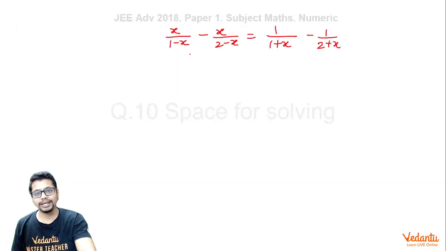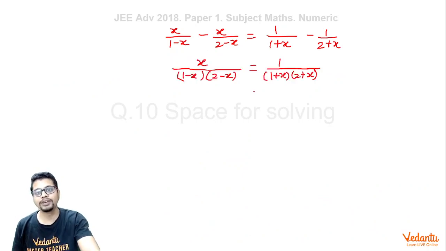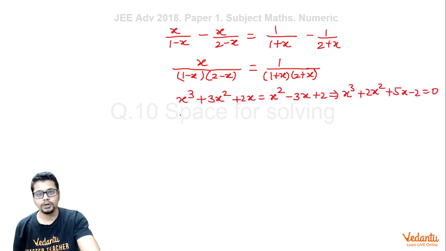Now let's further take the LCM and simplify the expressions on both sides. Upon simplification we get this. Now let's cross multiply and rearrange. Upon cross multiplication we get this on the respective sides, and by taking all terms on one side, we essentially get this cubic polynomial equation. So now we are interested in the roots of this cubic polynomial equation. So let's take this cubic polynomial as f of x.